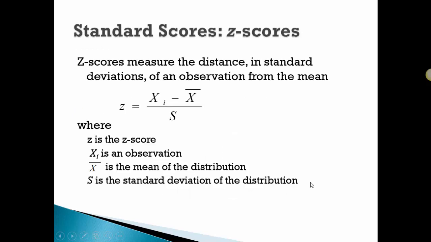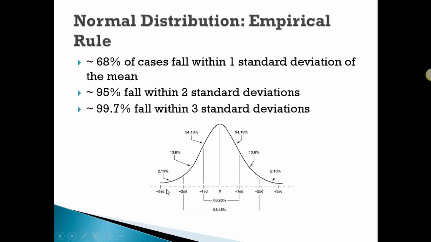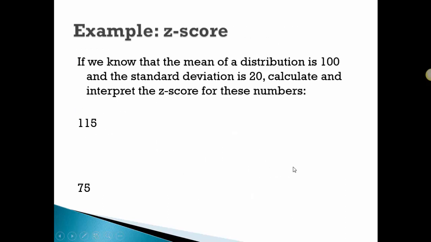Now a z-score measures the distance in standard deviations of an observation from the mean. So we take the data value we're interested in, subtract the mean, and divide by the standard deviation. And so z-scores are going to run from -3 to +3. They could be more extreme than that, but generally we'll find z-scores within that range. So let's try a couple examples.